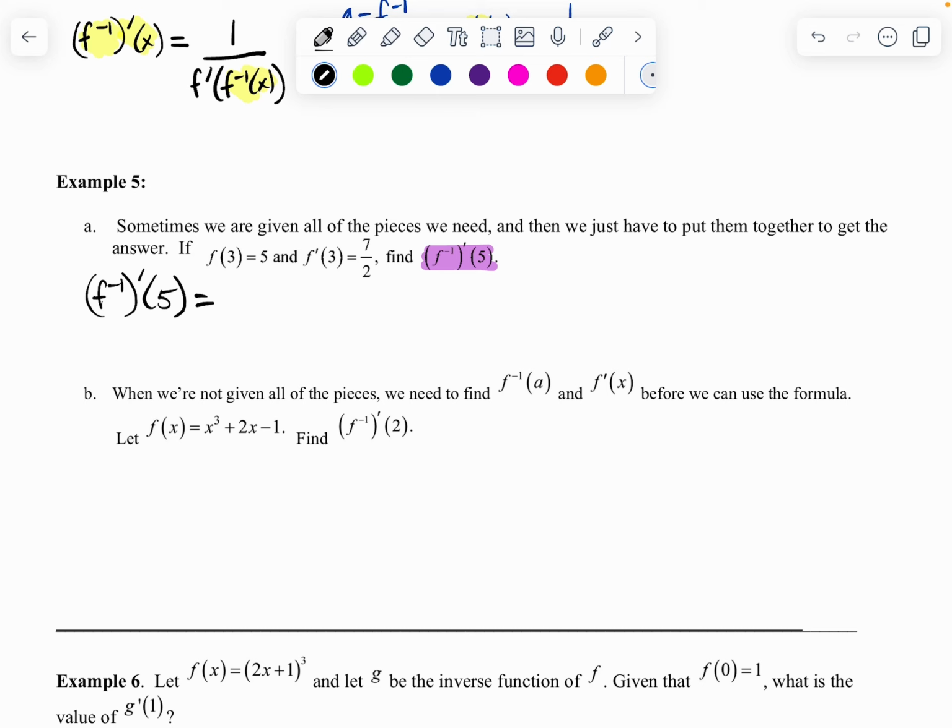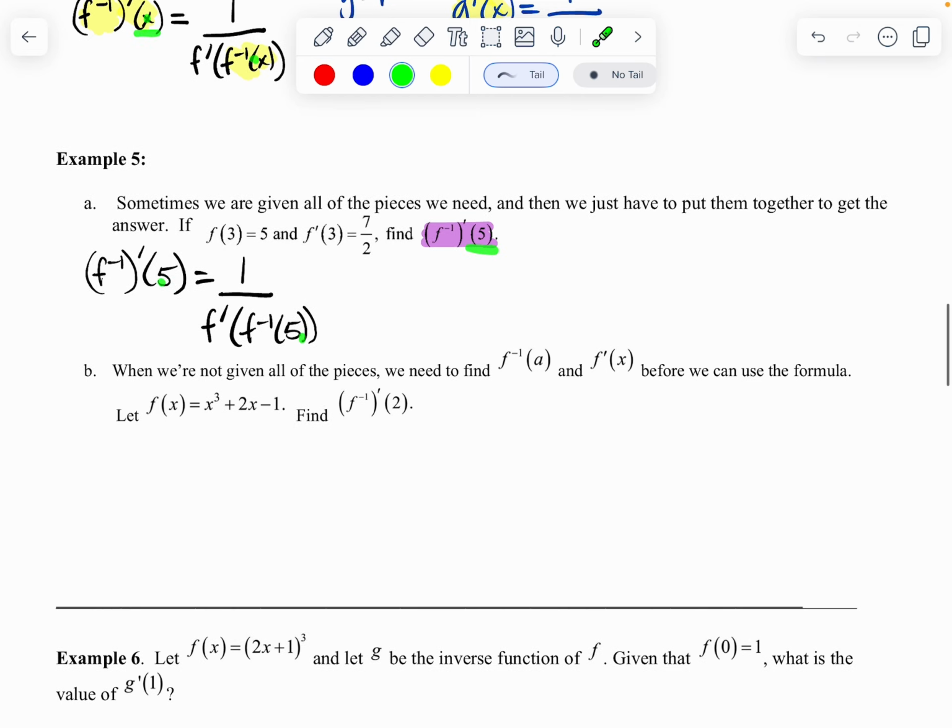So we're going to use our formula for the derivative of the inverse. The derivative of the inverse is 1 over the derivative of the function at the inverse. So we're doing that at 5. So notice x is 5, so we're replacing all the x's in that formula with 5's. All right, so now we just have to do some work to figure out what these things are. The first thing we need to fill in is this. What is the f inverse of 5?